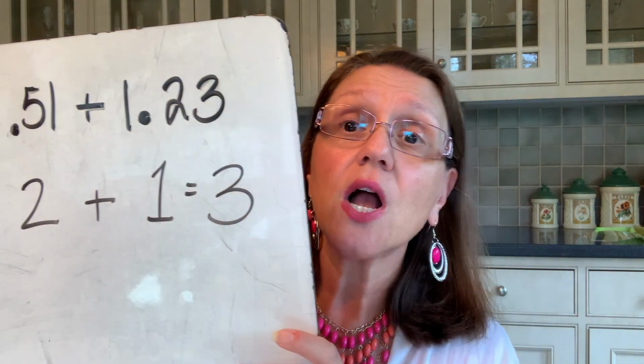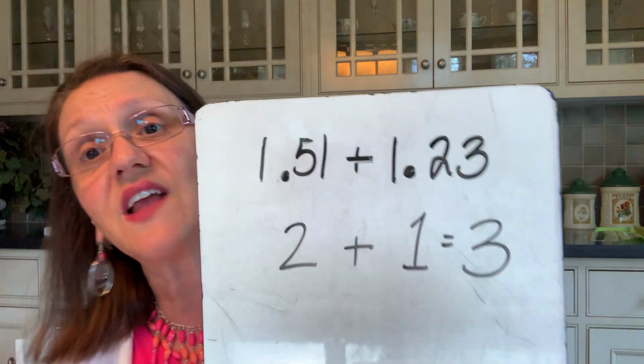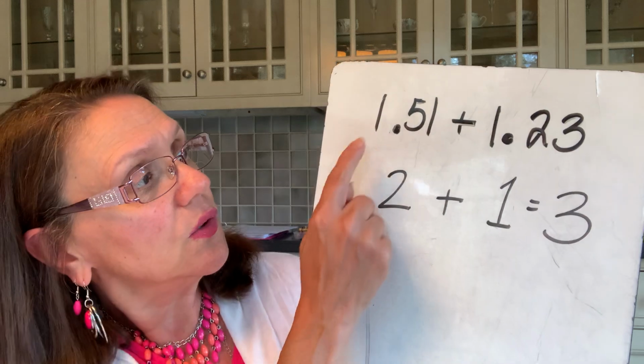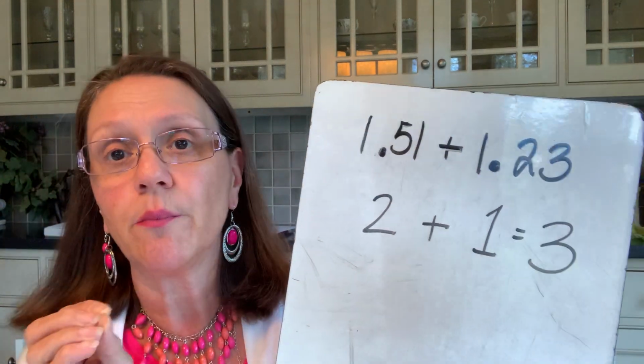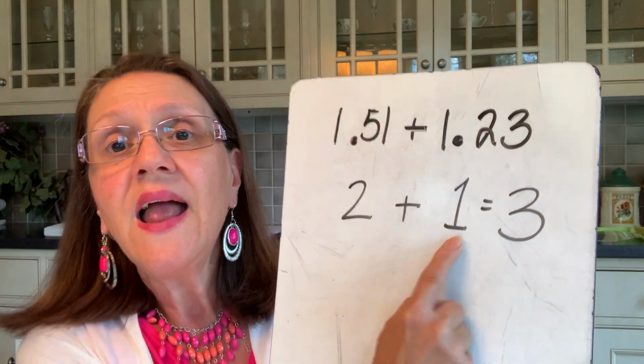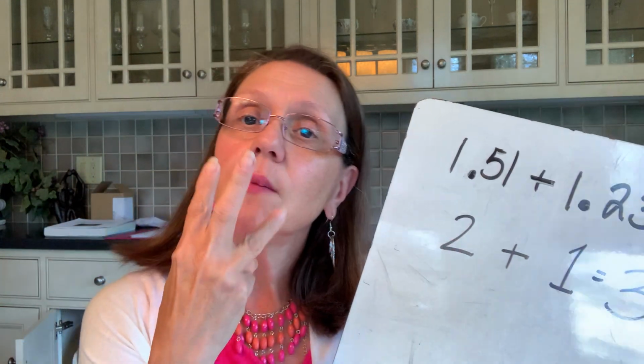So the first thing I do to figure out how many of the models I'm going to need is I do an estimate. And you learned a couple of chapters ago how to round decimals. Here's an example. This is the question I'm going to be working on today. So the first thing I do is I round to the nearest whole number. So this I would round to 2, and this one I would round to 1, and that gives me a total of 3. So I know that I'm going to need 3 of the whole squares, which represent wholes, to do my question, to get my sum.